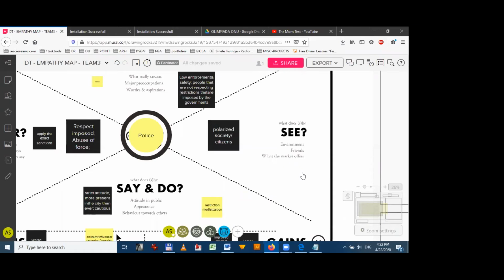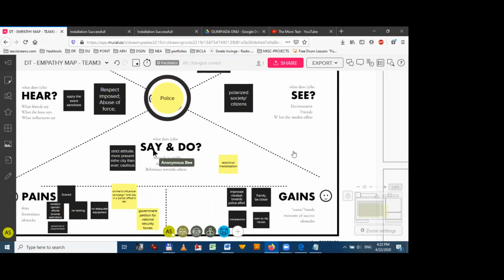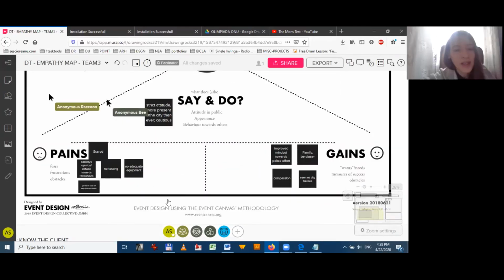The thing is, they have a stricter attitude towards people in general, and they are more present in the city than before. And they are more cautious in general. We thought that they are also scared, especially on some particular missions, like dangerous missions, but they are also scared, like the doctors, of not being infected, because they interact with a lot of people on a daily basis.